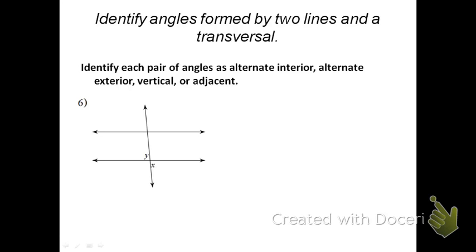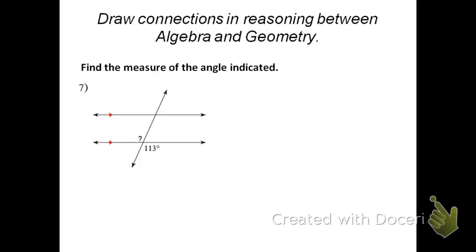Okay, in this pair, when we look at Y and X, based on the options, those would be vertical angles. They do come together at that point. Alright, speaking of vertical angles, number 7, we have angle question mark next to the 113 degree angle. So we can say that the measure of angle question mark is equal to 113 degrees. They are the same.